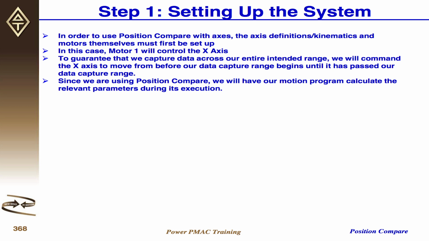Motor 1 is going to be our x-axis. To guarantee that we get the data across the entire range, we're going to have the x-axis move well beyond the end of the range. Sometimes if you have it move to the endpoint of your compare register, there's some noise on the line or the motor dithers a little bit, and you may end up crossing that boundary to turn position compare on and off repeatedly, and you may end up getting a whole bunch of noisy data at the end of it. If you move just past it altogether, you know that it's not going to keep turning position compare on and off the whole time.